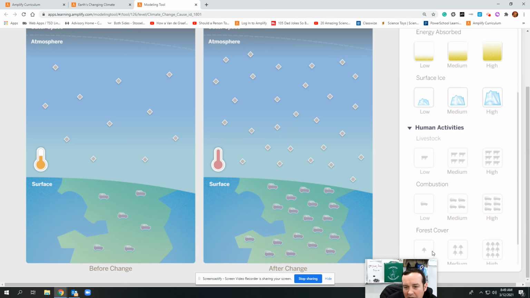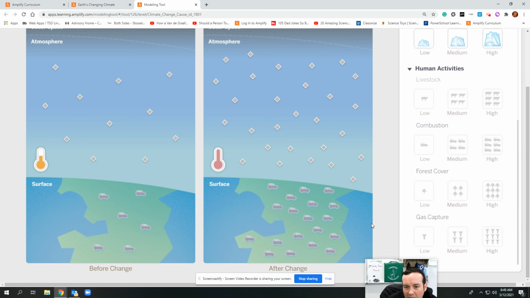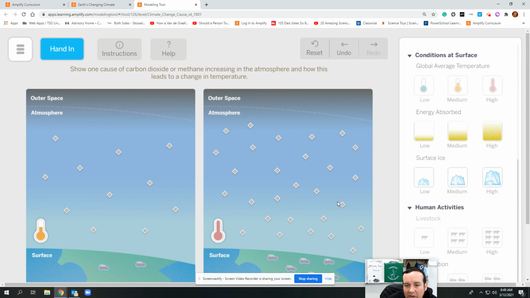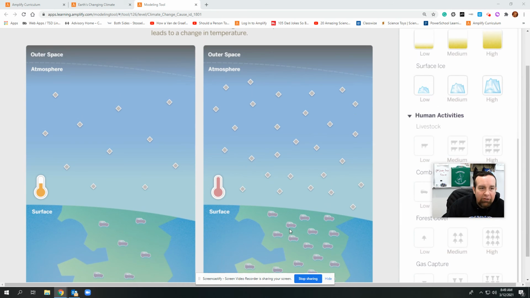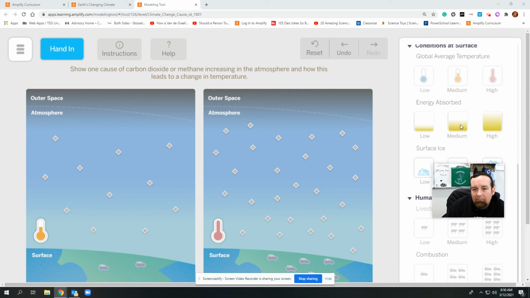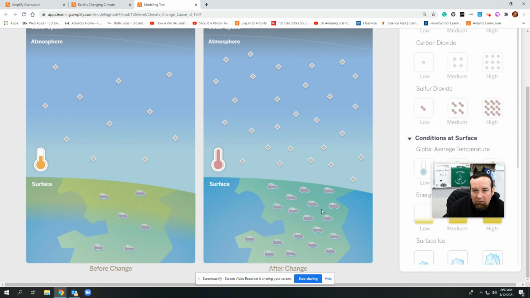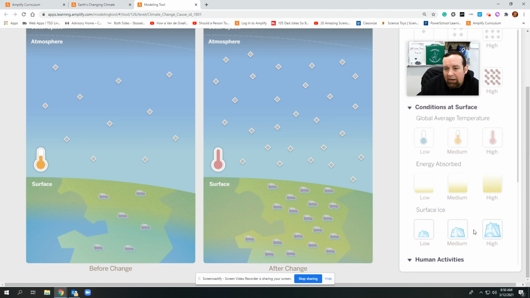And we could say maybe we're like this with our, it's going to let me do forest cover. Nope, it's not going to. It's not going to let me do that one. Oh, anything. Let's try again. Well, it's as good as it gets, friends. But something along these lines. We could also show the energy absorbed. You could turn that to medium, turn this to high. And maybe we'll do the ice as low here. We'll do ice as medium here.